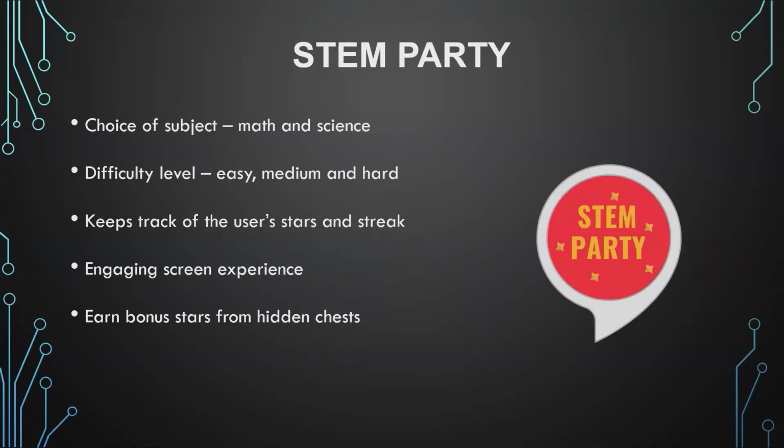Out of all of my Alexa skills, my personal favorite is STEM Party. So you can choose a subject between math and science, and you can also choose a difficulty level between easy, medium, and hard. My skill also keeps track of users' stars and streak over sessions, and it has a very engaging screen experience. You can even earn bonus stars from hidden chests.